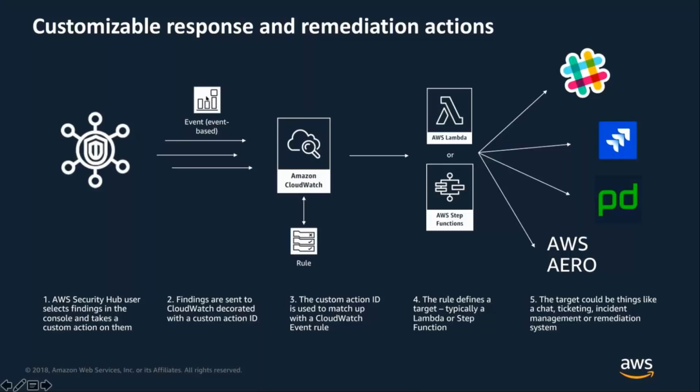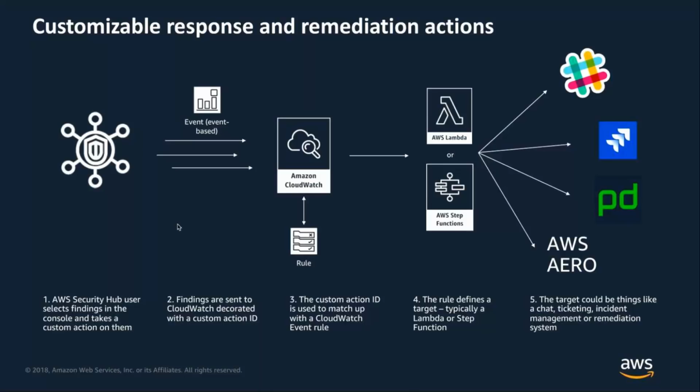So the way that this works, though, from a process flow perspective, is once you've identified a finding that is of interest that you want to take an action on, you select it, and then you send it as an action out of Security Hub. And when you take that action on it, it is emitted as a CloudWatch event.